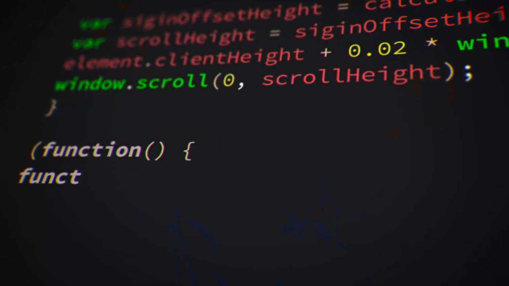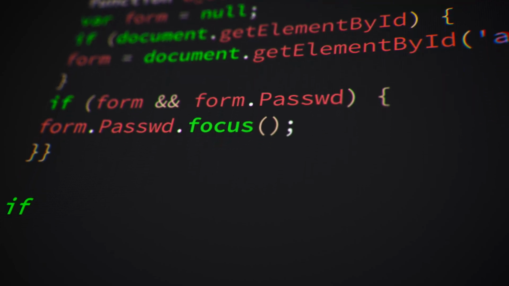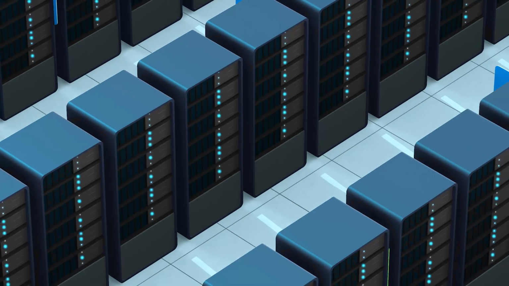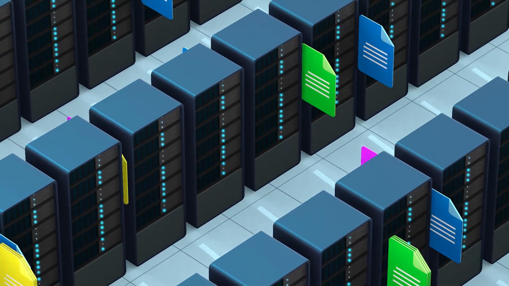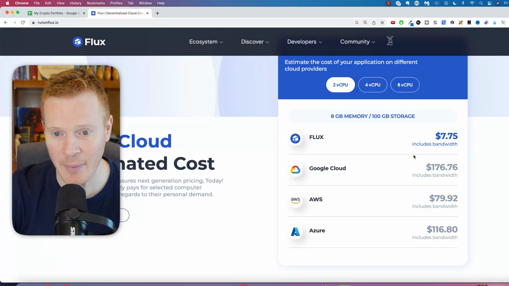So Flux is looking to be decentralized. They have nodes on thousands of different computers across the world, and your files, your applications, your software runs on their decentralized cloud. So this is way more secure. No one owns your data. And also it's way, way, way cheaper.